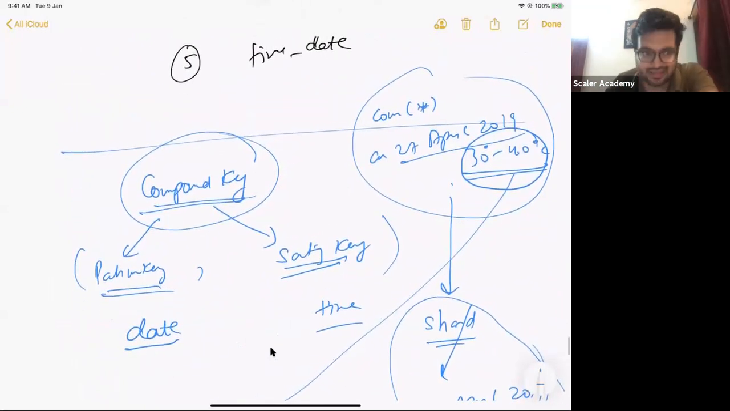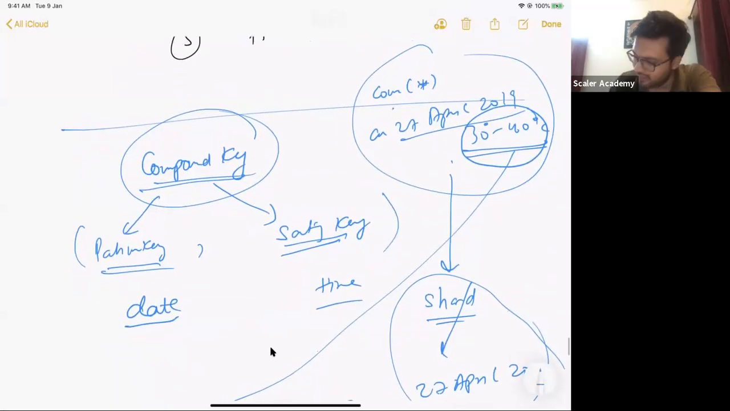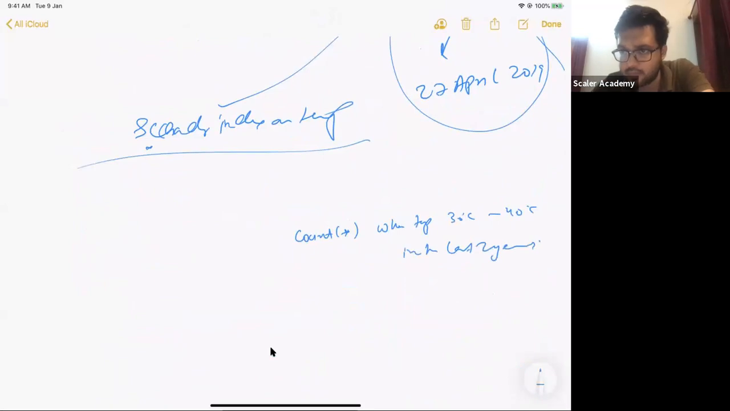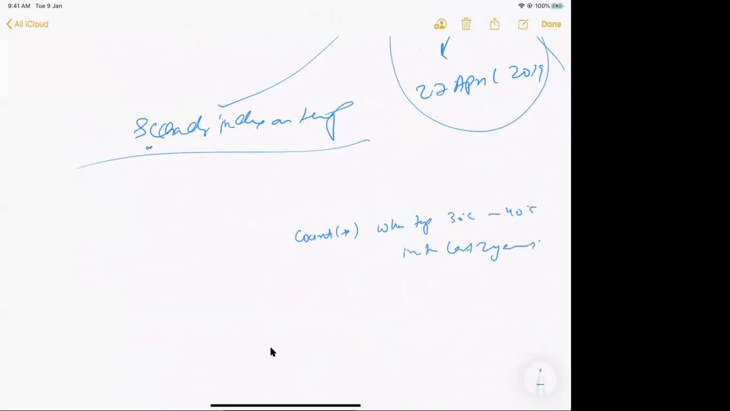Yes. Nikhil, let me ask you one follow-up question. Let's assume the query was this: I want to count all the minutes where the temperature was between 30 degrees Celsius and 40 degrees Celsius in the last 2 years. What will you do? First of all, can I ask how many dates one shard will be containing?